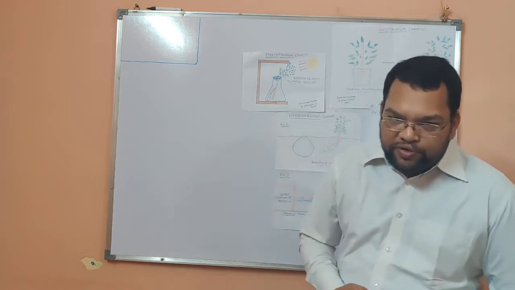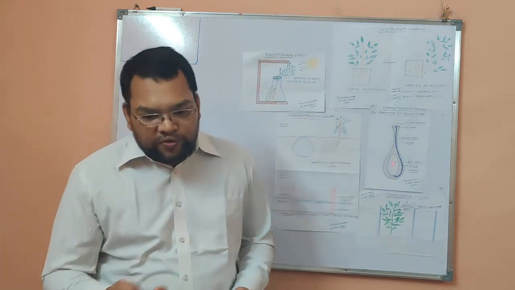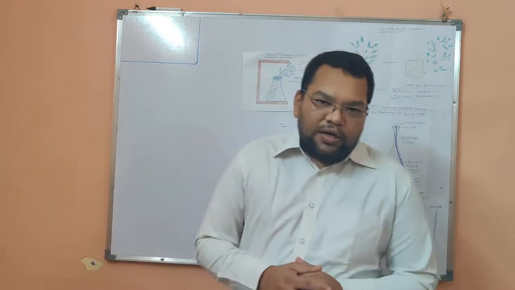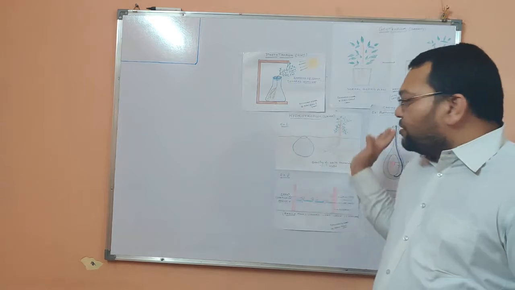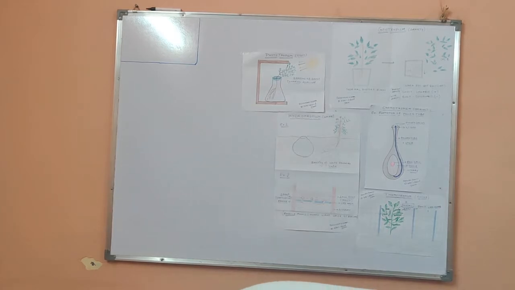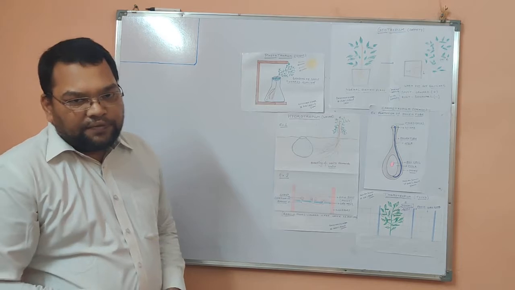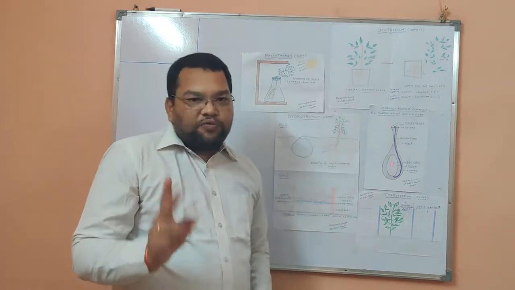Stimulus, I told you in the previous video what is stimulus. Stimulus is the external response to an organism. So here you can see the various diagrams I already pasted on the board, so we won't waste any time. The two types of movement occur in the plant.